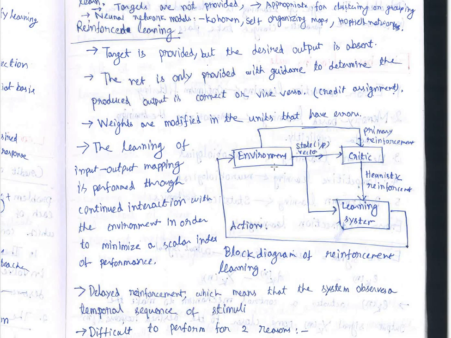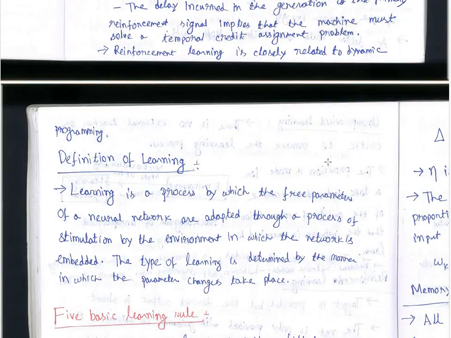Reinforcement learning: the target is not provided and the desired output is absent. The net is only provided with guidance to determine whether the produced output is correct or not. So we have the critic. For correct classification, rewards are given, and for wrong classifications, penalties are given. That is called reinforcement learning.